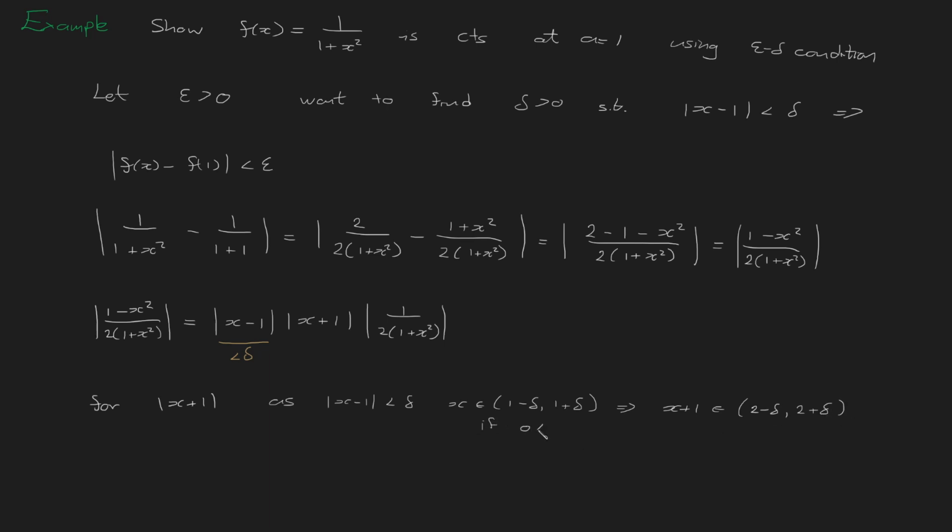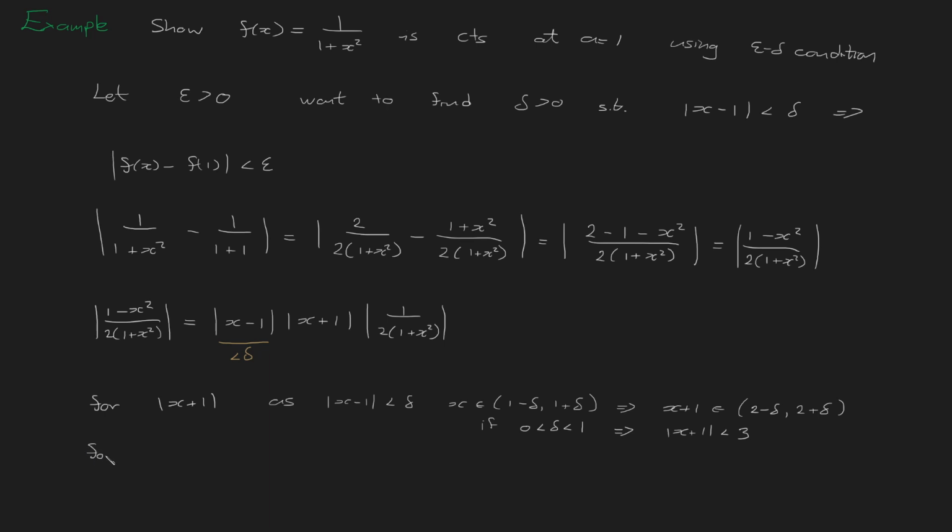And again, as before, this is an assumption. I have control over delta, so I'm able to make this assumption. But if delta lies between 0 and 1, that implies that the absolute value of x plus 1, again, this isn't really a proof, this is just my rough work, is less than 3. It's true, so that's fine.